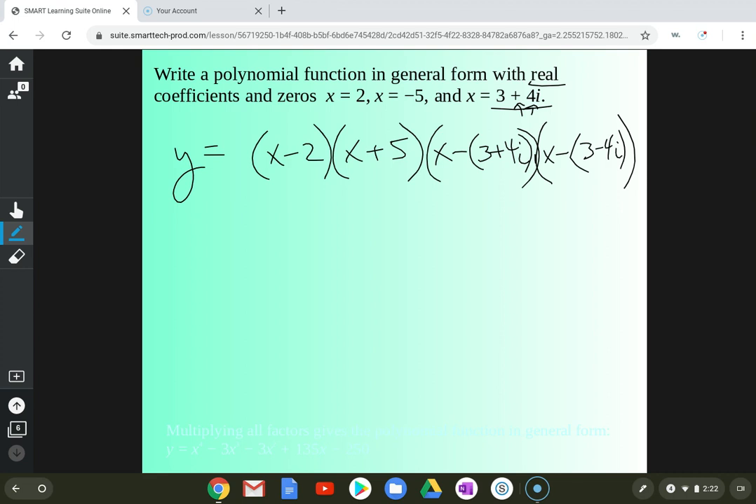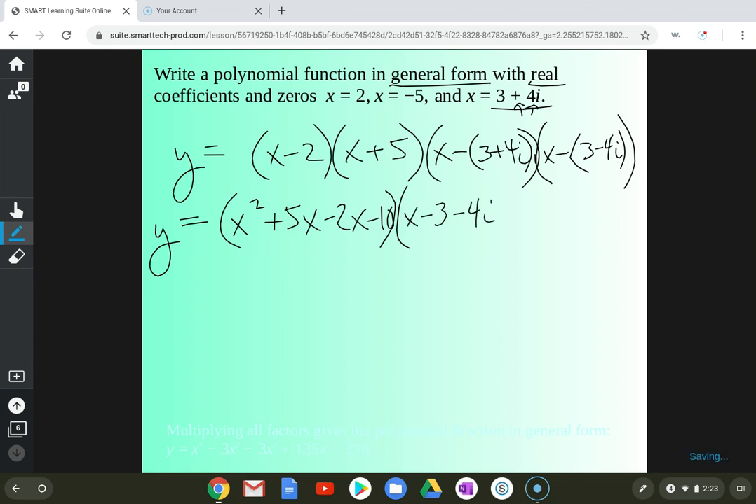All right. So now we've got to convert this to general form. General form just means multiply everything out. So I'm going to multiply these two real factors first. So x squared plus 5x minus 2x minus 10. All right. These guys, I'm not going to multiply out yet. I'm going to distribute those negatives. So I have x minus 3 minus 4i and x minus 3 plus 4i. All right, so for my first expression, all I'm going to do is combine like terms. So that 5x minus 2x is going to become a plus 3x.